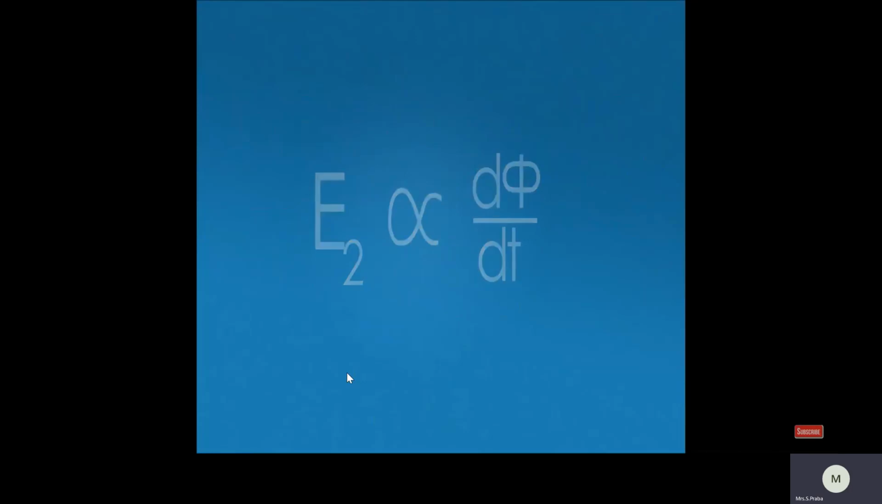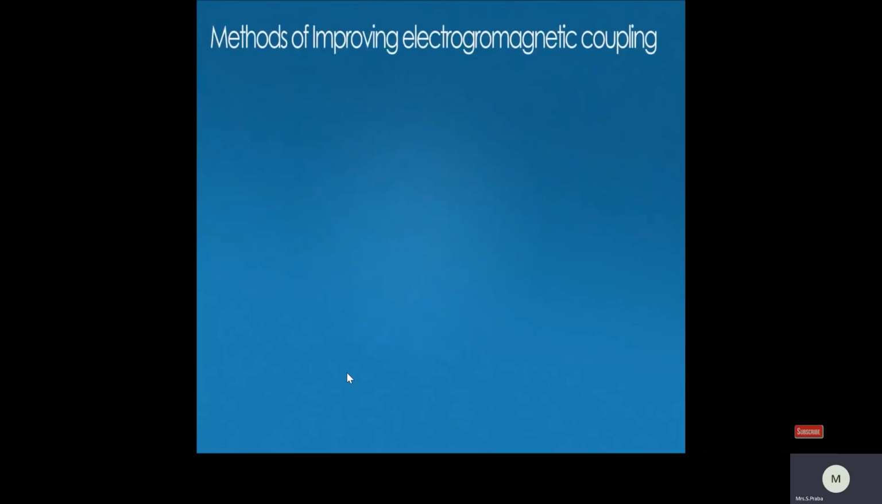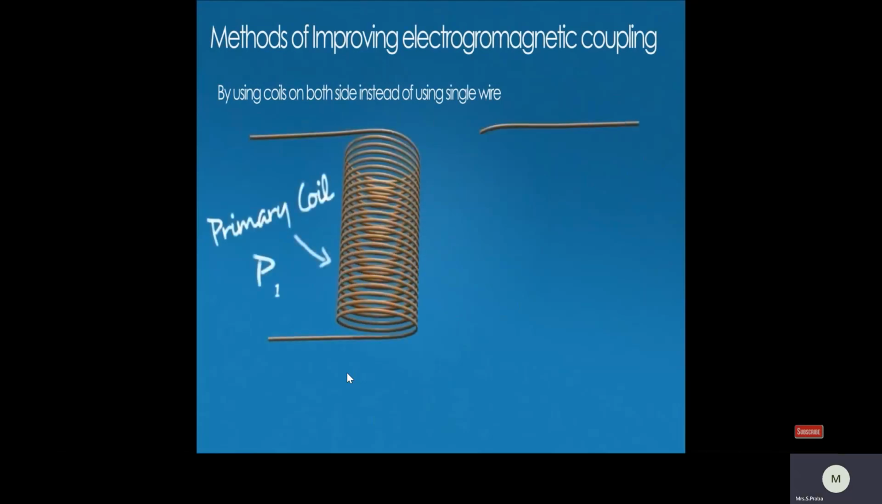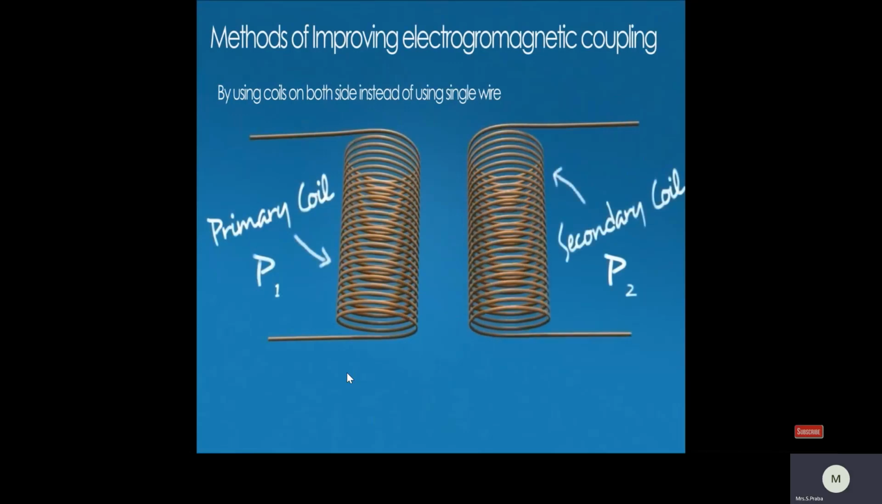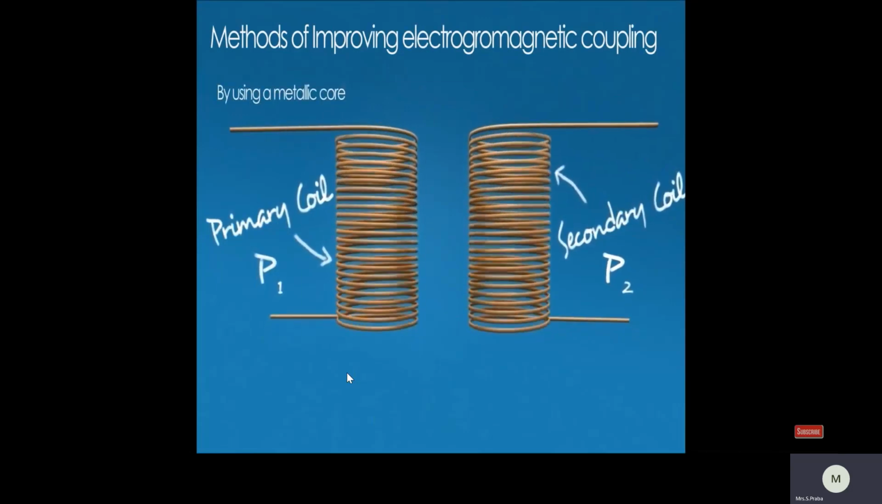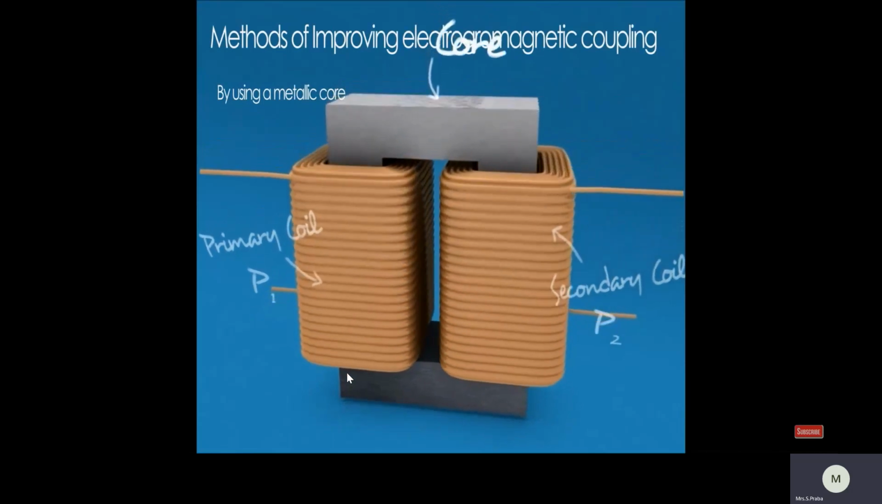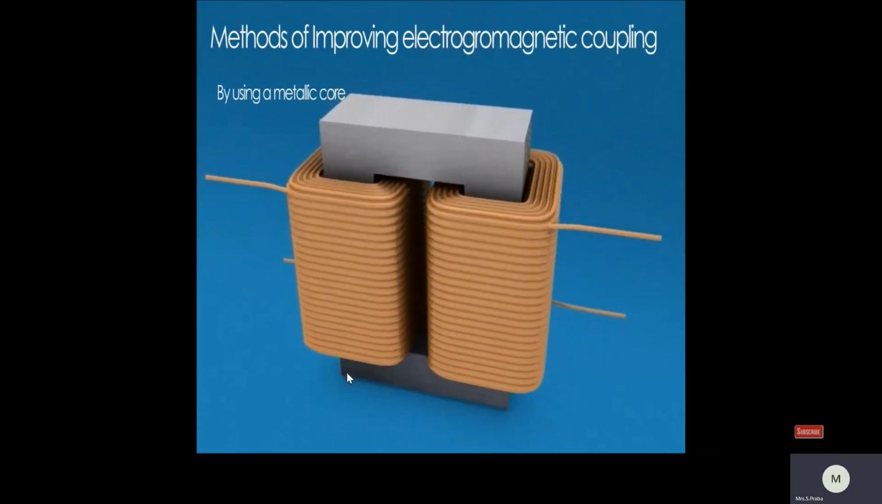This electromagnetic coupling between the two conductors can be improved by two methods. Number 1, by using a coil on both sides instead of a single wire, which results in an increase of flux. Number 2, by using a magnetic core between the coils, which gives a low reluctance path to the flux and improves magnetic coupling between the coils.